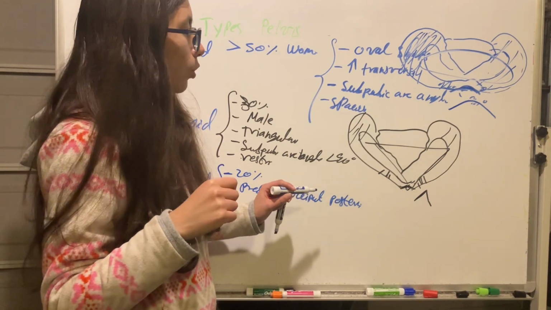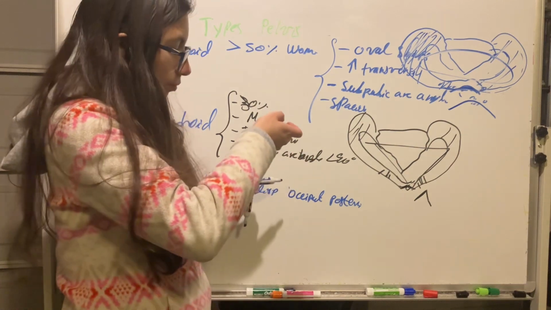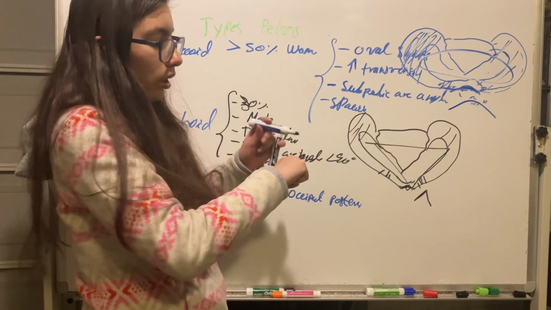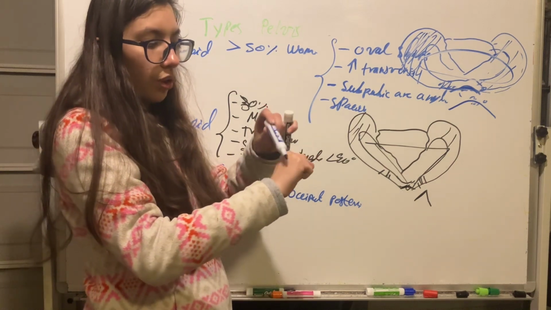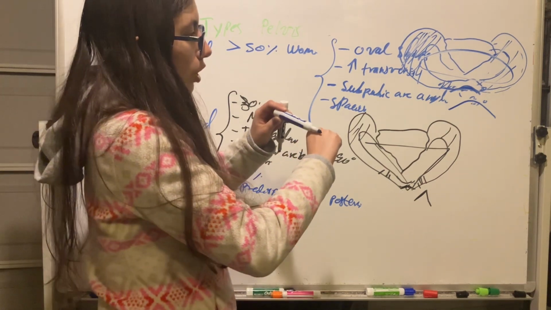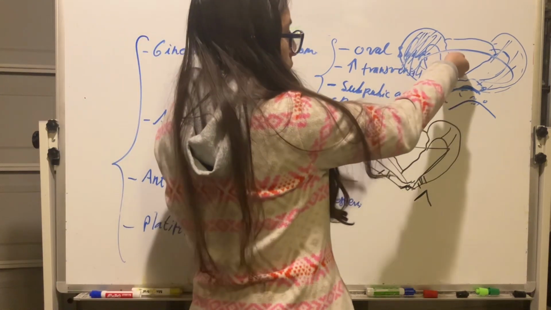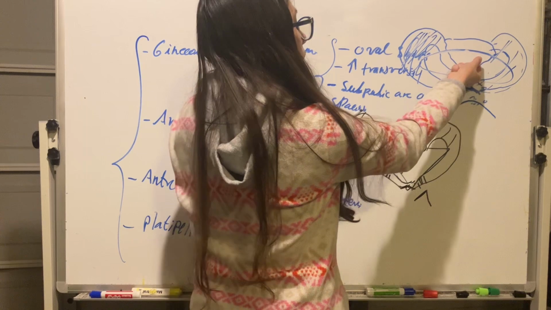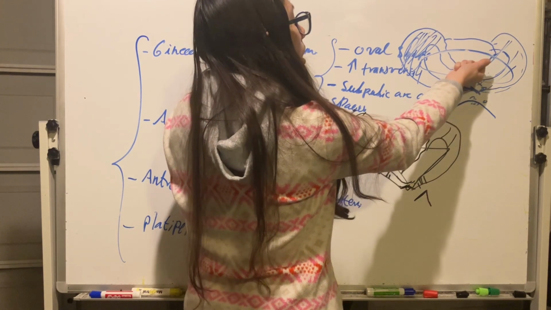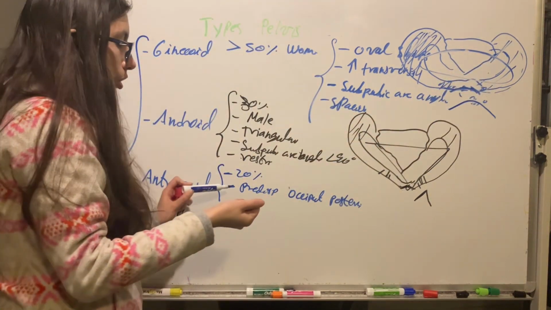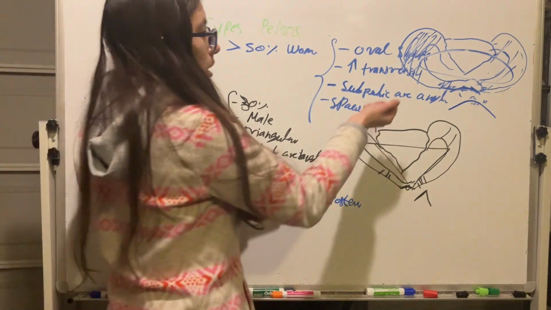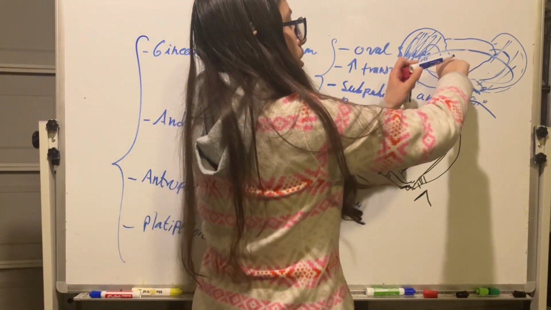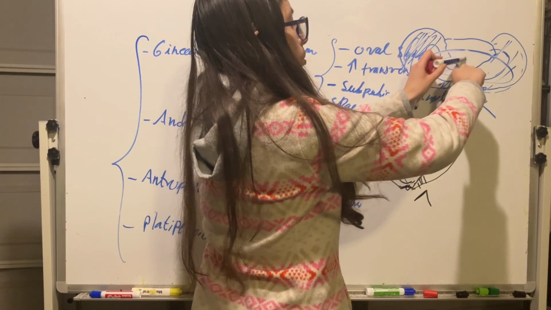But normally the orientation of the head should be that, let's say this is the occiput of the fetus. The occiput should be anterior. So here this is anterior, this is posterior. The occiput should be anterior. In the anthropoid type of pelvis, there is a predisposition to having the occiput in the posterior position.